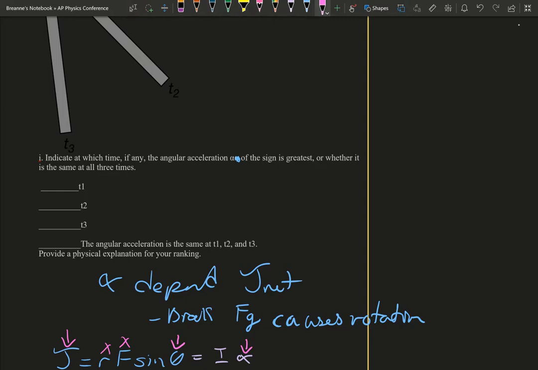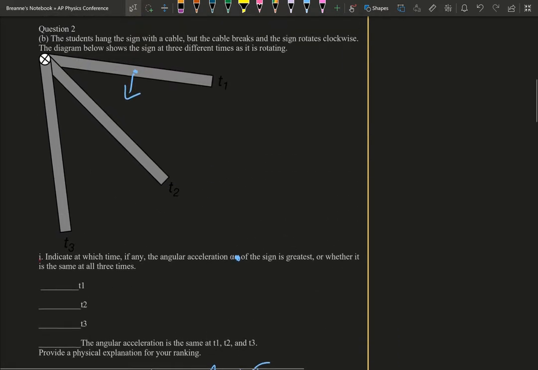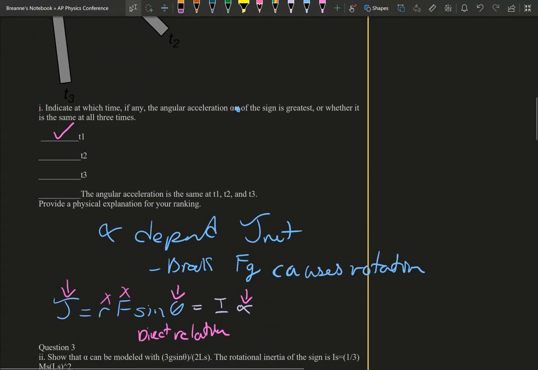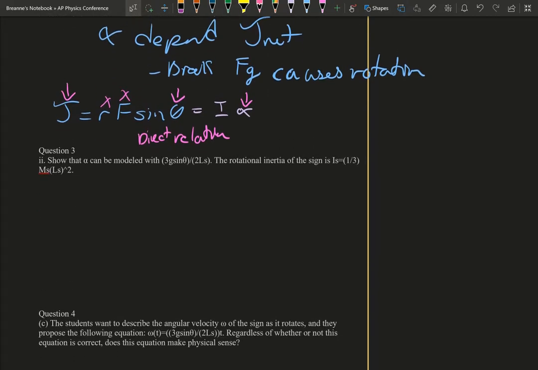so what does it say? So indicate at which time, if any, the angular acceleration of the sign is greatest. So the greatest angular acceleration would be the time that it just started. Because as theta goes down, your torque will go down. And as your torque goes down, your alpha will go down. So there we go. So, we got a second part.